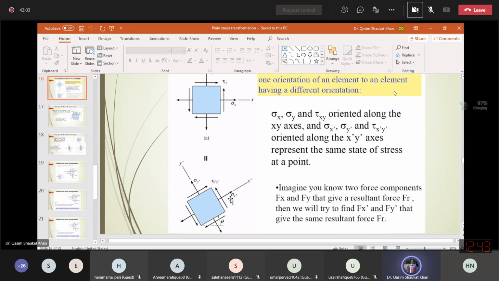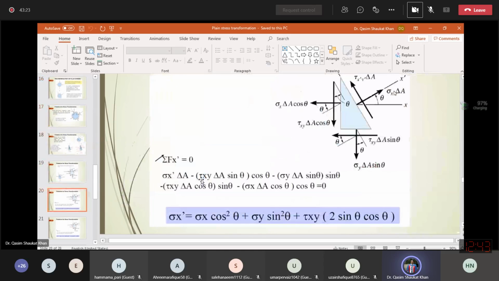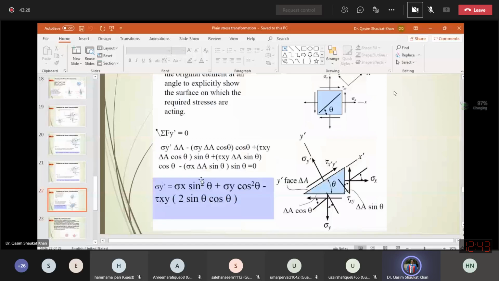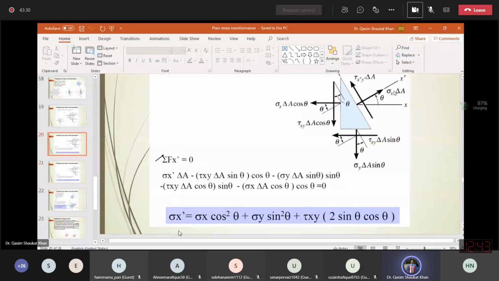So for that, we are going to derive the relationships connecting these normal stresses and shear stress with the value theta, so that you just put in the value of the rotation theta and you get your transformed normal and shear stresses. You can see the final equations will be this one. Sigma x dash is equal to sigma x cos squared theta plus sigma y sin squared theta plus tau xy 2 sin theta cos theta.